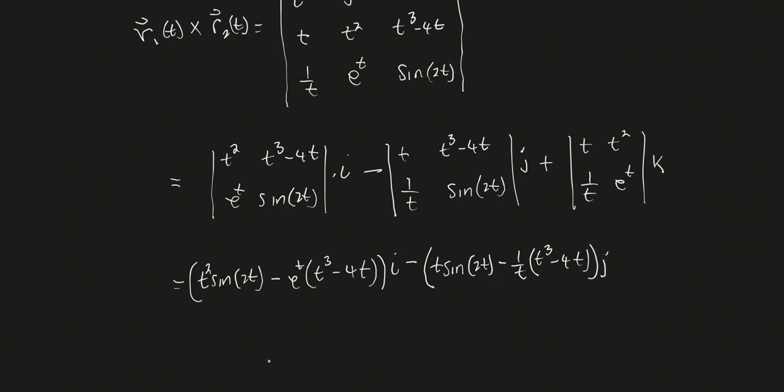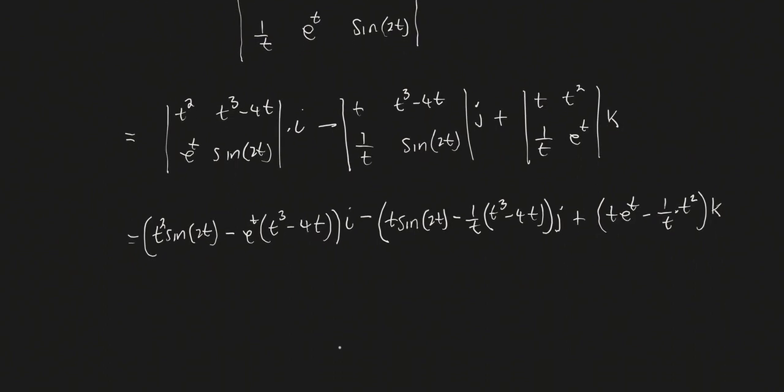Now this one, when I write down our final answer, I will actually be able to simplify, because if I distribute the 1 over t, it will simply reduce both of these t's. But let's write down the third component now, and that's the t e to the t minus 1 over t times t squared times k. Right? And if we wanted to write our final answer using the angled brackets in somewhat simplified form, let's see what the cross product is.